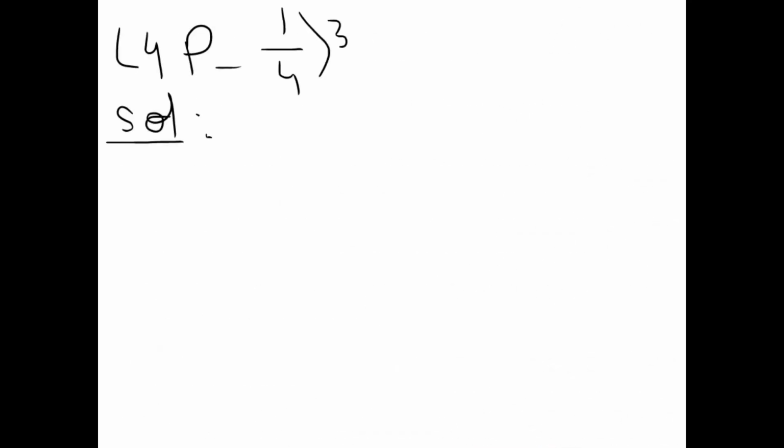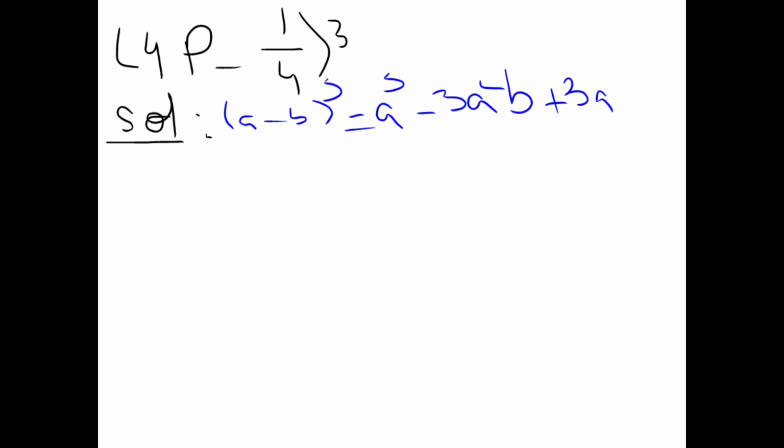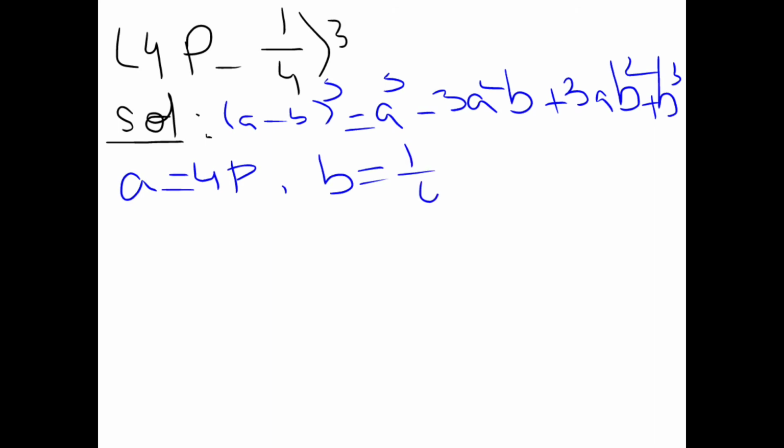Now let's take another example. Here we are given 4p minus 1 upon 4 whole cube. So in this formula, this is the form of a minus b whole cube, which is equal to a cube minus 3a square b plus 3a b square minus b cube. So what we need to do, we will put the given values. Given values are what? a equal to 4p and b equal to 1 upon 4.